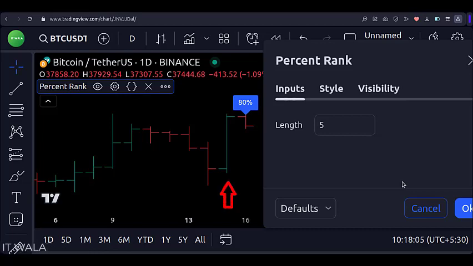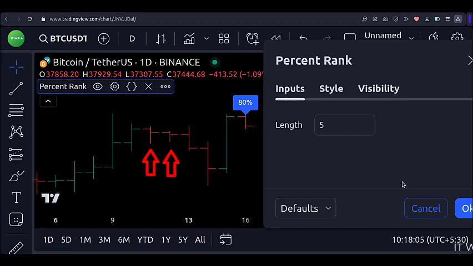So now, this green candle is the first candle behind the current candle. And this candle's close is greater than the current candle's close. Next, this red candle is the second candle from the current candle. And this candle's close is lesser than the current candle's close. Next, this red candle is the third candle from the current candle. And this candle's close is lesser than the current candle's close.